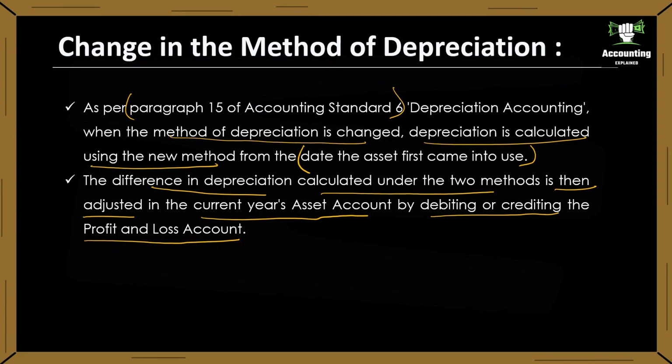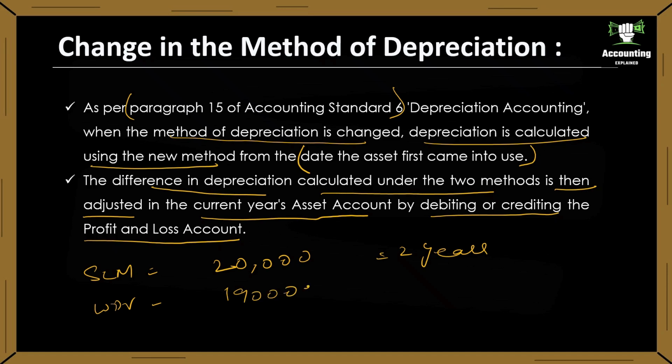So under SLM method, depreciation was charged for 20,000 rupees for 2 years. Under WDV method, first year was 10,000, second year was 9,000, right? So 19,000 was charged. So now we are charging lesser depreciation under WDV method. So 1,000 rupees is profit to us. It will be taken to the credit side of the P&L account as profit in the change in the method of depreciation.